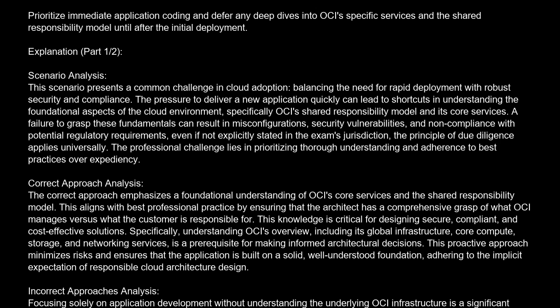Specifically, understanding OCI's overview, including its global infrastructure, core compute, storage, and networking services, is a prerequisite for making informed architectural decisions. This proactive approach minimizes risks and ensures that the application is built on a solid, well-understood foundation, adhering to the implicit expectation of responsible cloud architecture design.